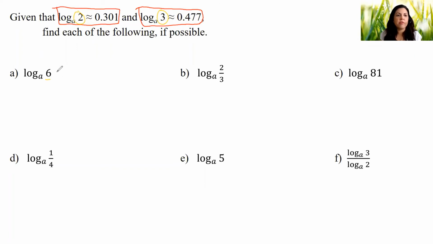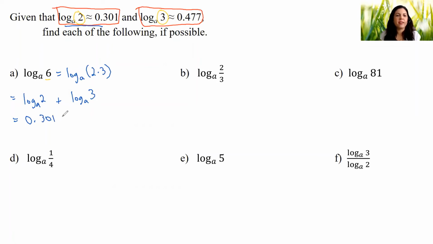So I can rewrite this. I can think of this as log base a of 2 times 3, because 2 times 3 is equivalent to 6. The reason this is helpful is because now we know we can use that product rule to split up this product of 2 times 3. I can split that up into log base a of 2 plus log base a of 3. And we know what those are. We know what log base a of 2 is. It's right there. It's 0.301. Sorry for my bad handwriting.